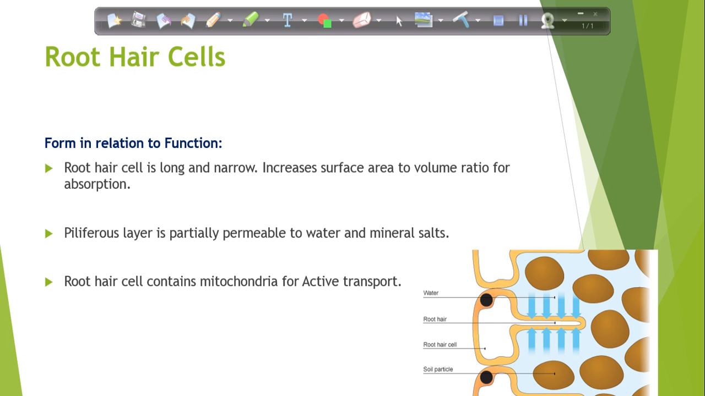To make absorption efficient, root hair cells are usually thin and narrow so that they can reach in between the soil particles for water. The partially permeable piliferous layer allows for selective absorption of only substances the plant requires. Lastly, because there is already a high concentration of ions in the root hair cell sap, mitochondria are needed to provide energy for active transport to absorb ions against the concentration gradient.